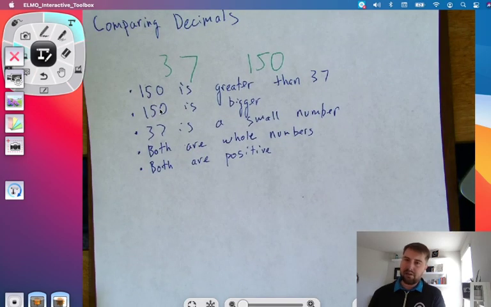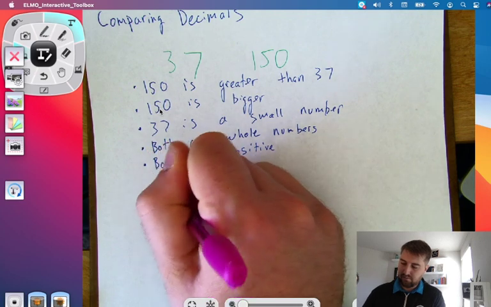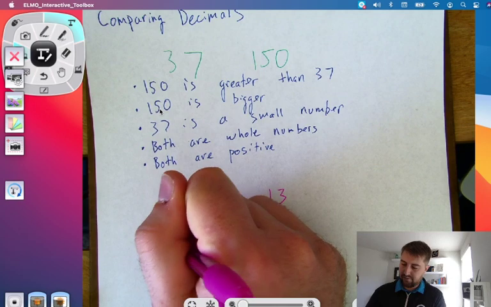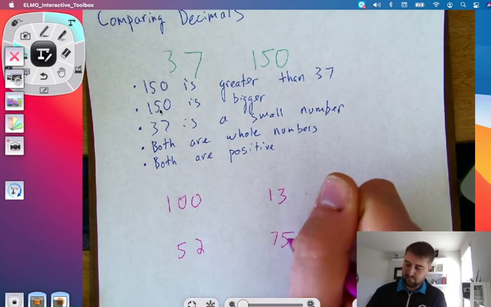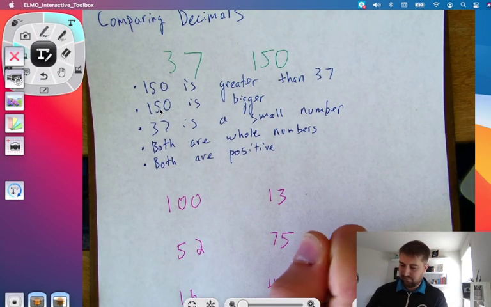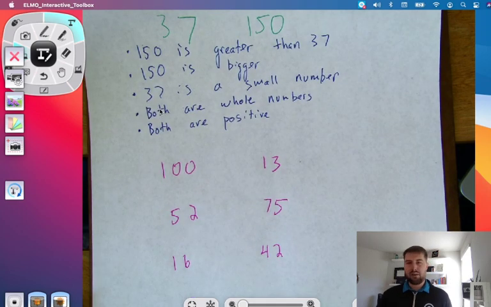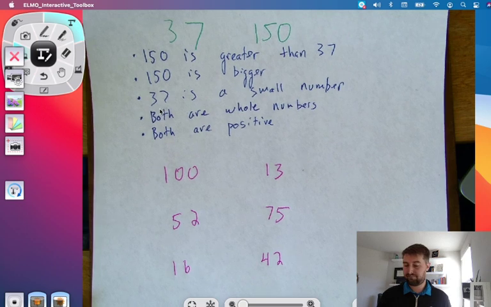Okay, so I'm going to give us 3 pairs of numbers. They're all whole numbers. They are all positive. There are 3 pairs. I want you to think for a minute, write those down, and decide which one in each pair is greater than the other.